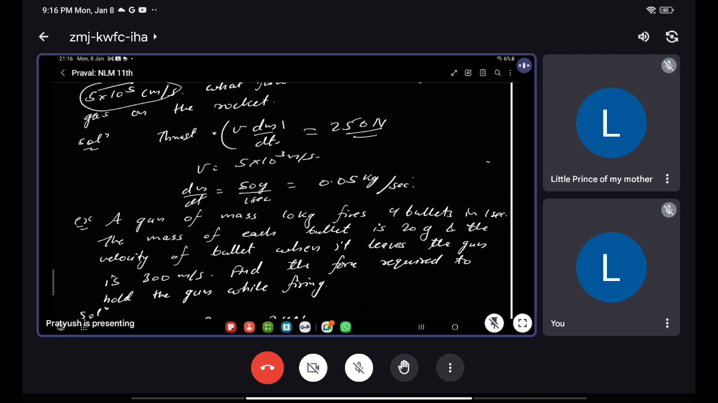Now, see next question. A gun of mass 10 kg fires 4 bullets in 1 second. Mass of each bullet is given. Velocity of each bullet is given. Find the force required to hold the gun while firing.